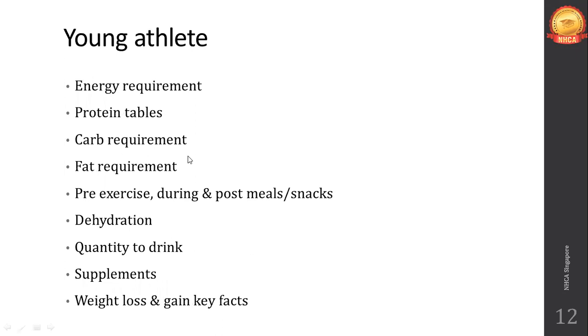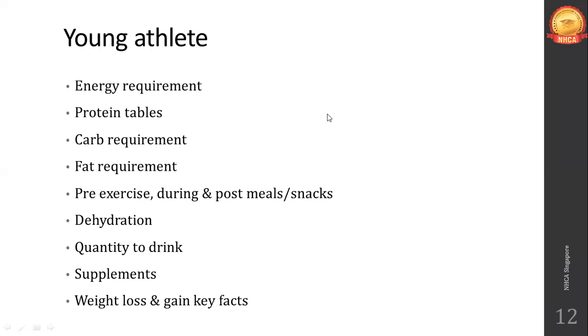Then coming to young athlete: energy requirement, protein tables, carbohydrate requirement, fat requirement, pre-exercise, during exercise, post-exercise meals as well as snacks. You will notice in young athlete, they have exclusively mentioned snacks as well, how much and when. So please be thorough with both these aspects of meals as well as snacks.